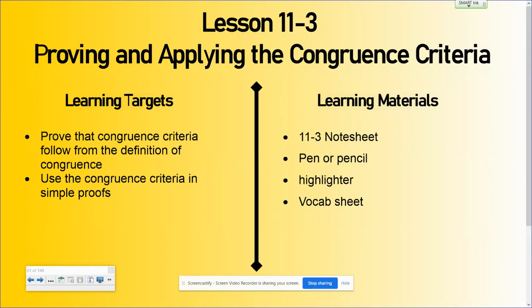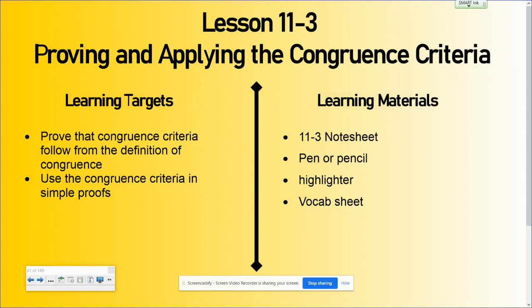All right, so in today's lesson, 11-3, we're going to be proving and applying the congruence criteria. That's all those SSS, SAS, ASA, and AAS criteria that we learned that actually work for proving a triangle. So we're going to be doing proofs today. I know they're your favorite.